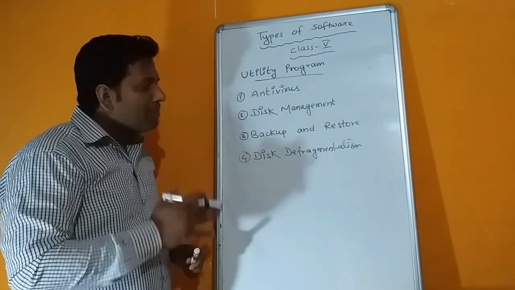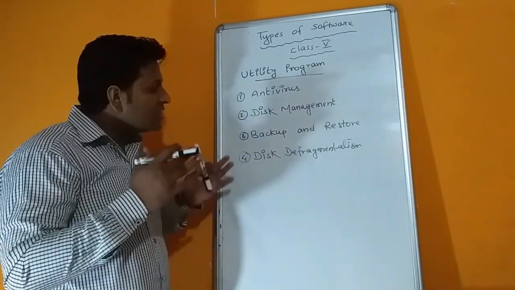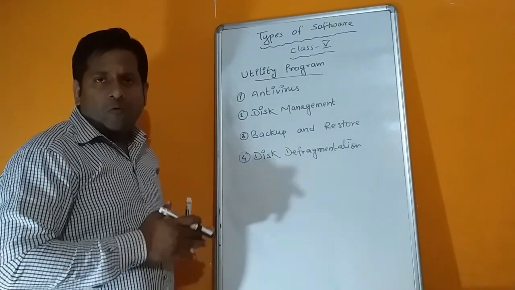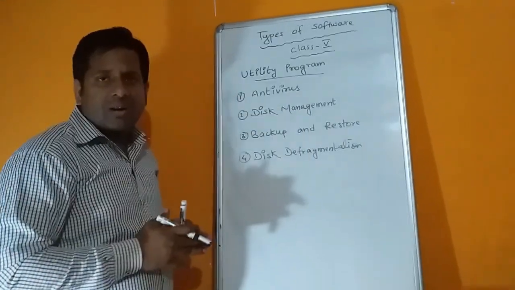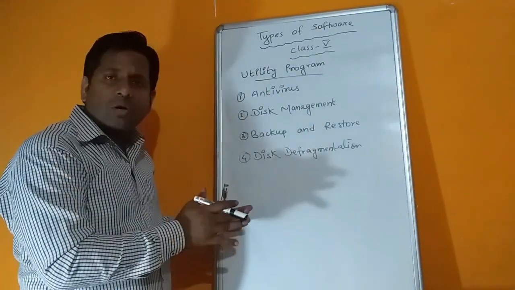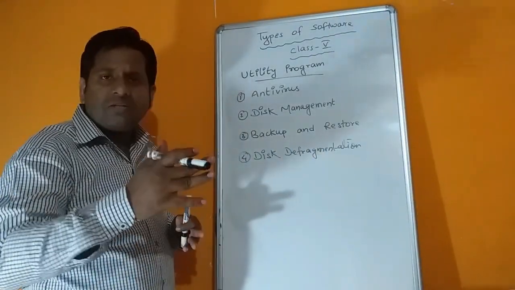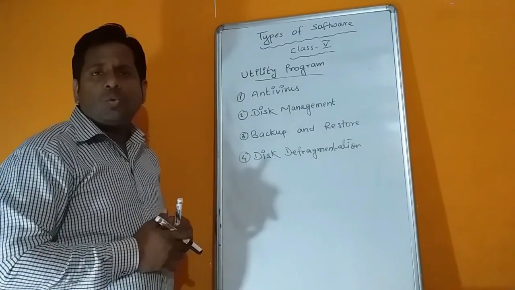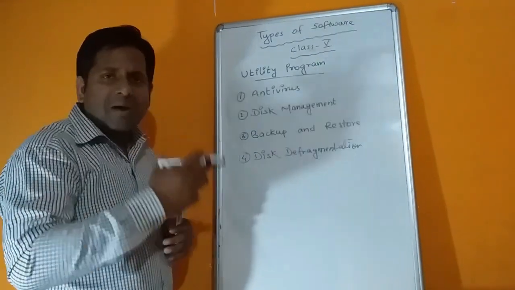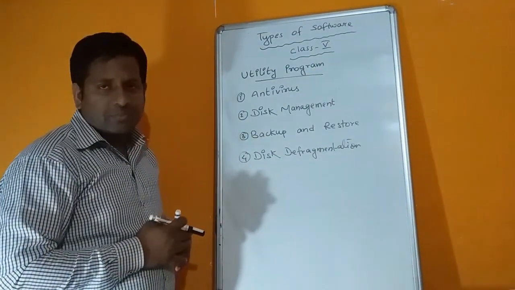Second is disk management. Disk management is storage management. We have to manage the storage. Like our system software is stored in one drive, application software is stored in another drive, images we keep in one folder, audio we keep in another folder. This management is known as disk management.